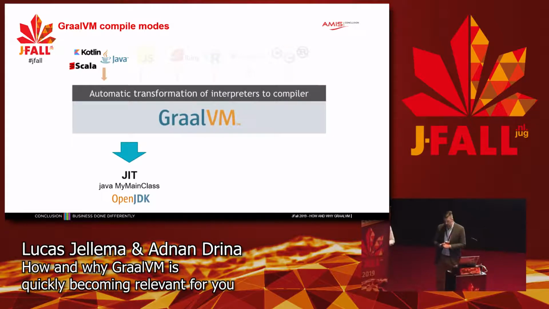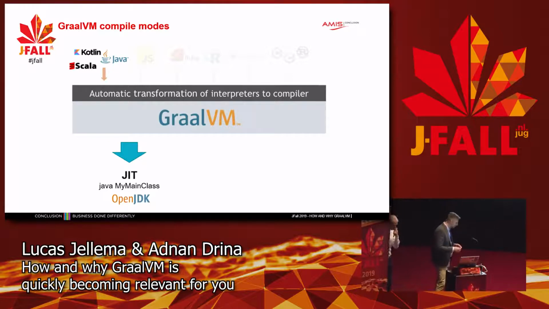So GraalVM provides two compilation modes. The first compilation mode that I want to touch here is the just-in-time compilation mode. This is the default compilation mode for the JVM application. So if you run your JVM application currently, it will be compiled with JIT compiler.